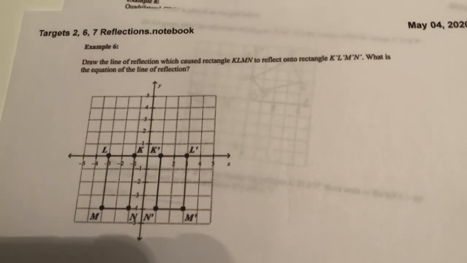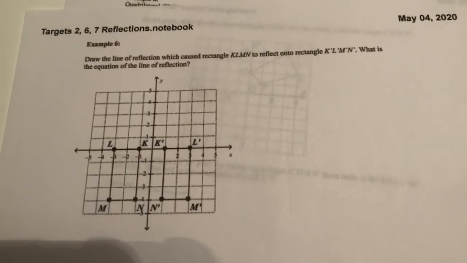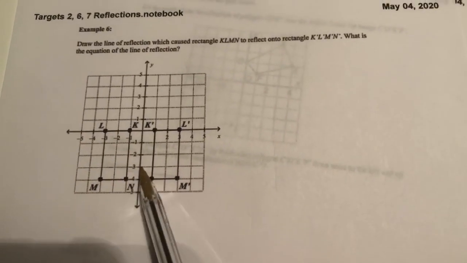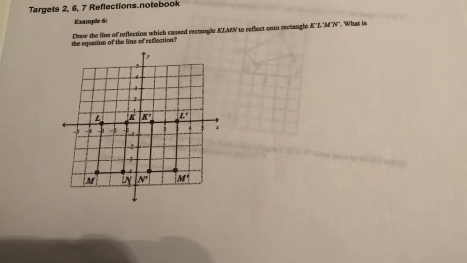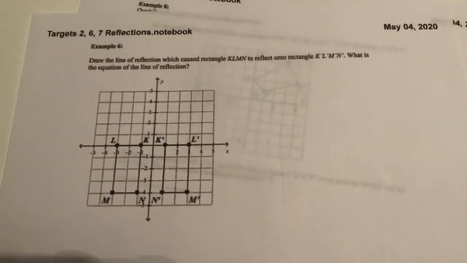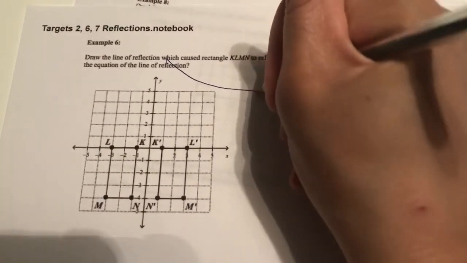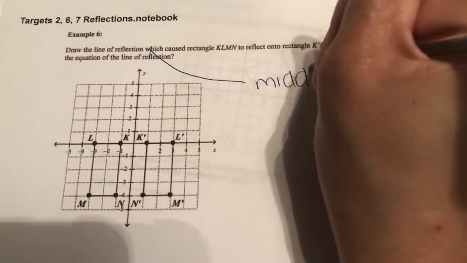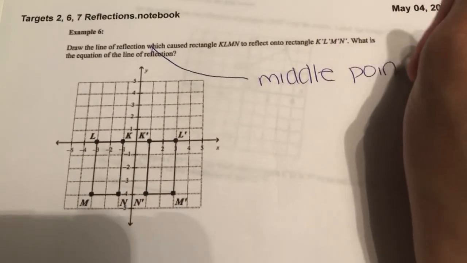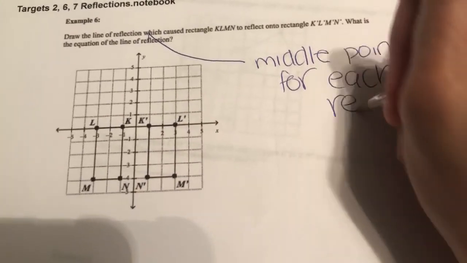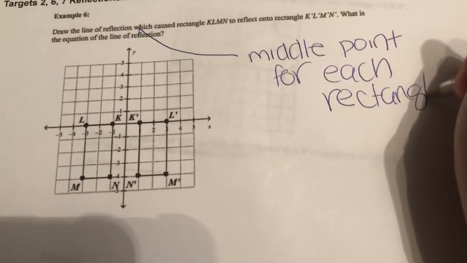Number 6 is asking us to draw a line of reflection which causes rectangle KLMN to reflect onto rectangle K prime, L prime, M prime, N prime. All right. So basically what it says, what is the line of reflection? They're asking us, what is the middle point for each rectangle? What is the exact middle point for each rectangle?